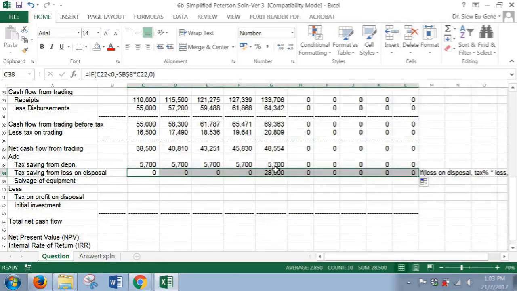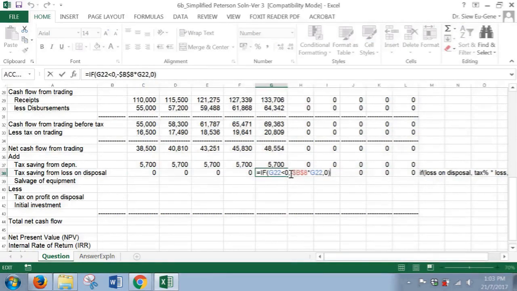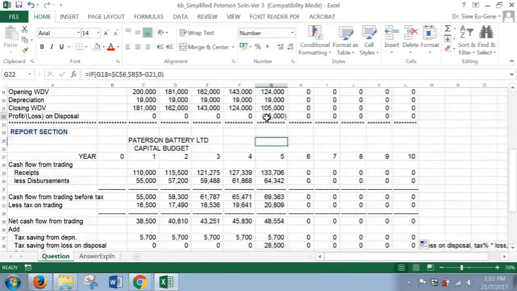And then drag across, and it should have a positive figure. Right? We have a negative just now because we have made a loss. Right? We make a loss. So when we refer to the cell reference here, this is a negative figure.